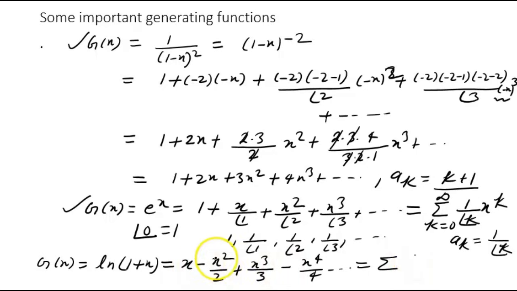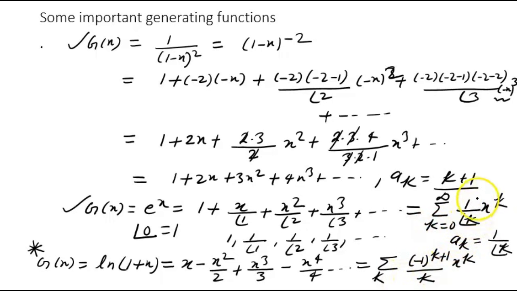minus, see, the signs of the terms are changing alternatively. So I write it minus 1 to the power k plus 1 x to the power k, and by k here. But there is a very important observation that I hope you all can make here, that I can't start the summation from k is equal to 0. Why? Because if I take k is equal to 0, I will get 1 by 0. So that is undefined. 1 by 0 will be undefined.